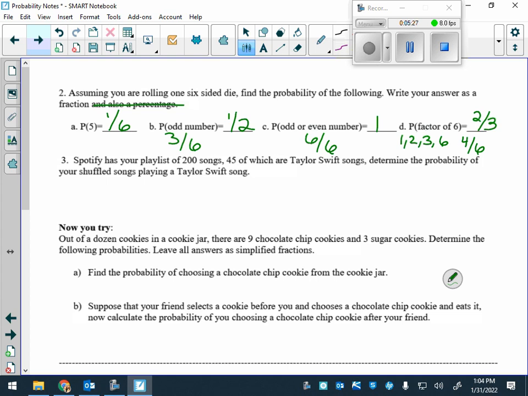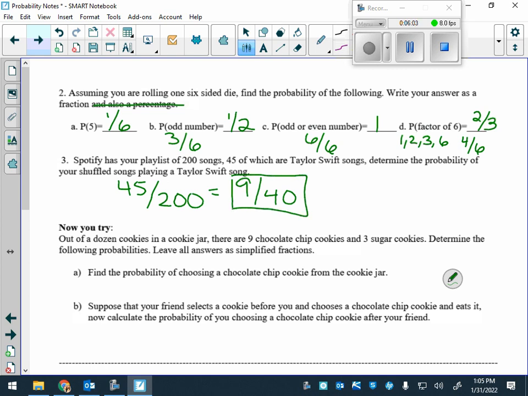Then for number 3, Spotify has your playlist of 200 songs, 45 of which are Taylor Swift songs. Determine the probability of your shuffle songs playing a Taylor Swift song. Reduce the fraction as well. Louise, what was your initial fraction? Perfect. 45 out of 200, and what does that reduce to? Wes? 9 out of 40.